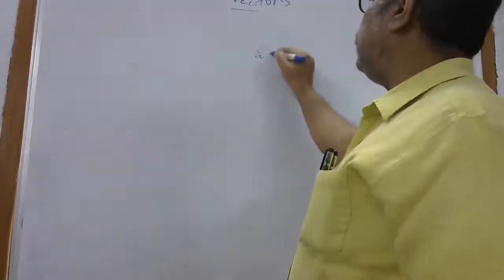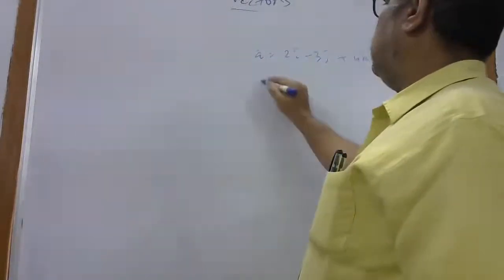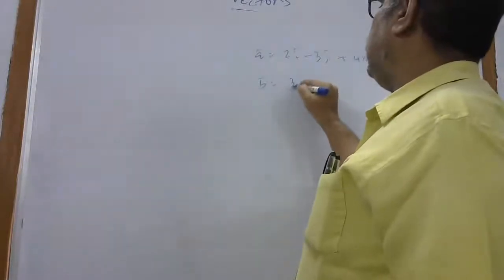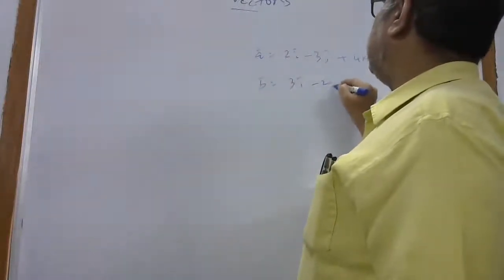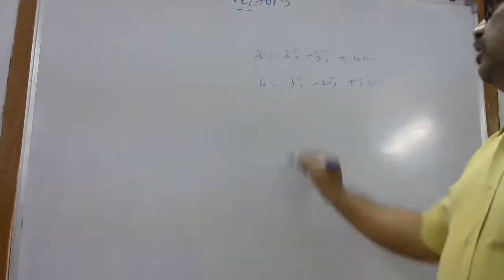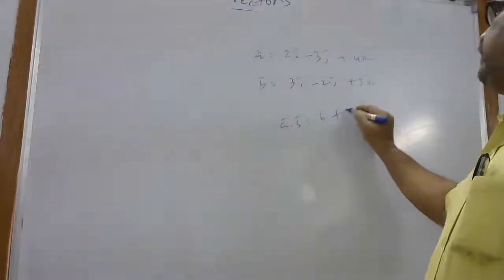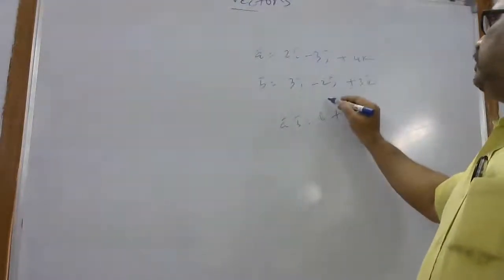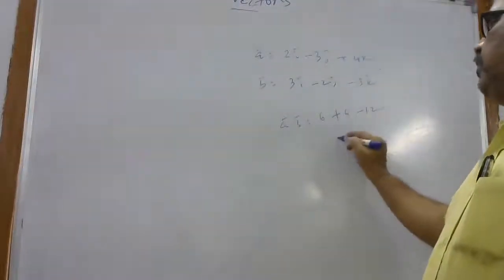Suppose A bar, you take 2I bar minus 3J bar plus 4K bar. B bar is 3I bar minus 2J bar plus 3K bar. See it. Now find A bar dot B bar. Multiply: 6 plus 6, here I take minus 12. What did you get? 0.